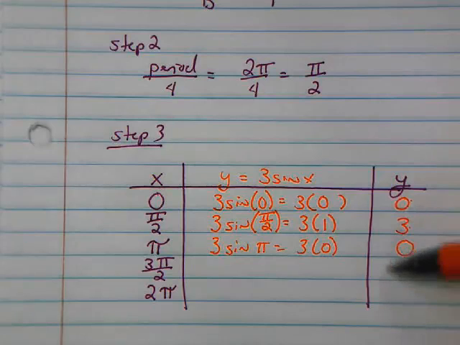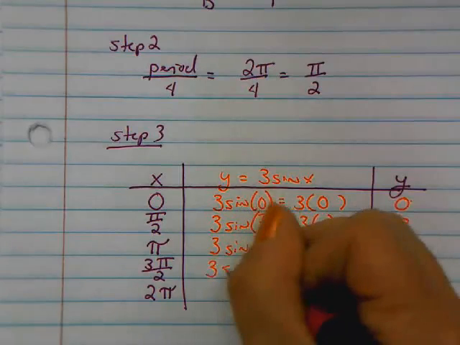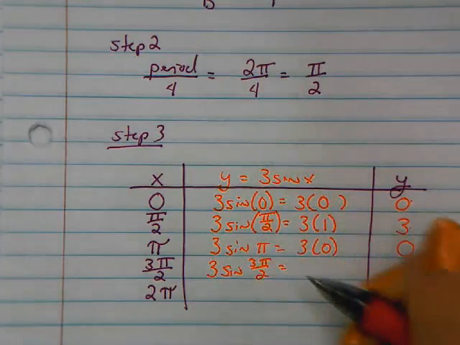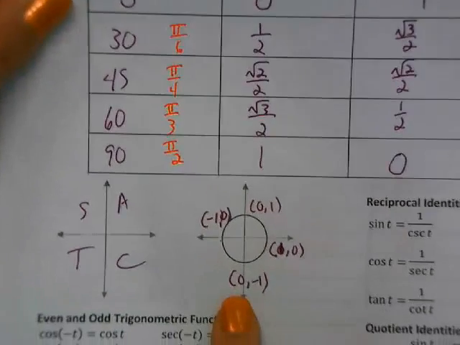So let's try it. 3 times the sine of 3 pi over 2. Again, this isn't going to help me much. I need to look down over here. 3 pi over 2, I'm here. What is the sine's value? -1.